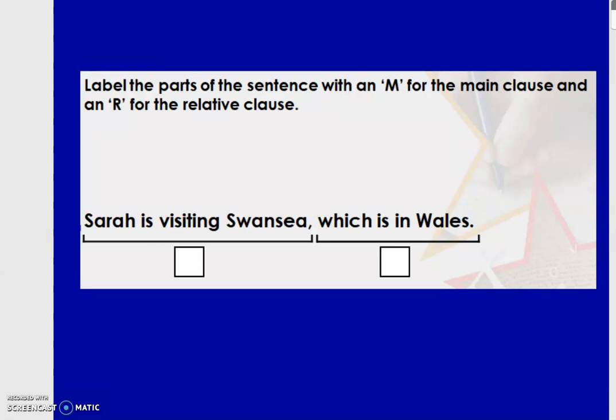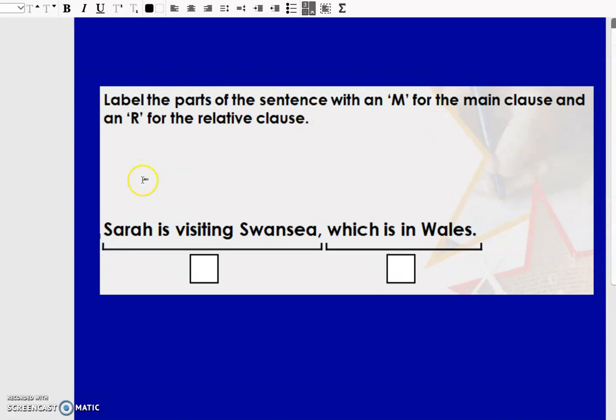Label the parts of the sentence with an M for the main clause and an R for the relative clause. Which is which? So Sarah is visiting Wales, which is Sarah is visiting Swansea, which is in Wales. So which sentence doesn't make sense by itself? Pause the video here, write the answer down.